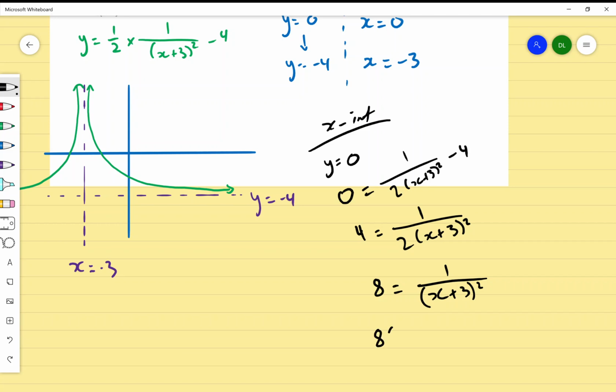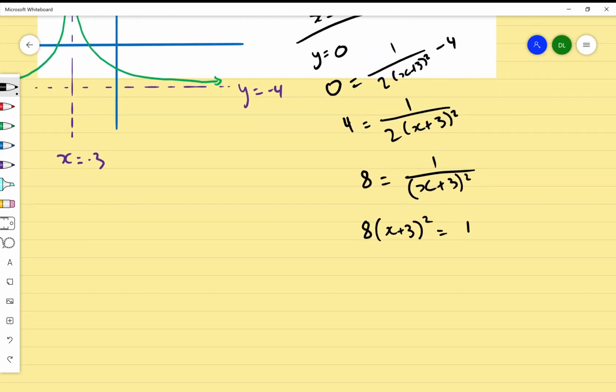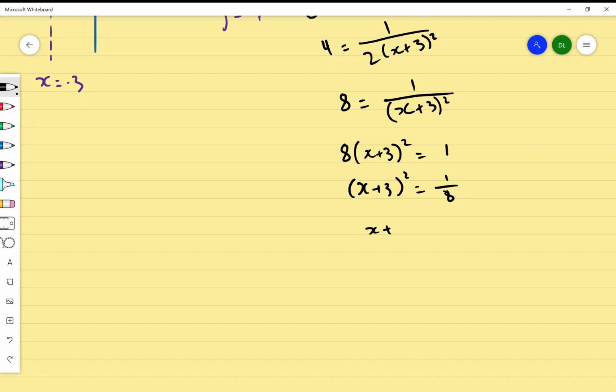I'm going to multiply it on both sides. So 8 bracket x plus 3 squared equals 1. I'm going to divide by 8 on both sides. It's a long process. x plus 3 squared gives me 1 over 8. I'm going to square root both sides. I get x plus 3 equals the square root of 1 over 8. And then I can get x equals 1 over root 8 minus 3. Now remember, because we square rooted, it's plus or minus.